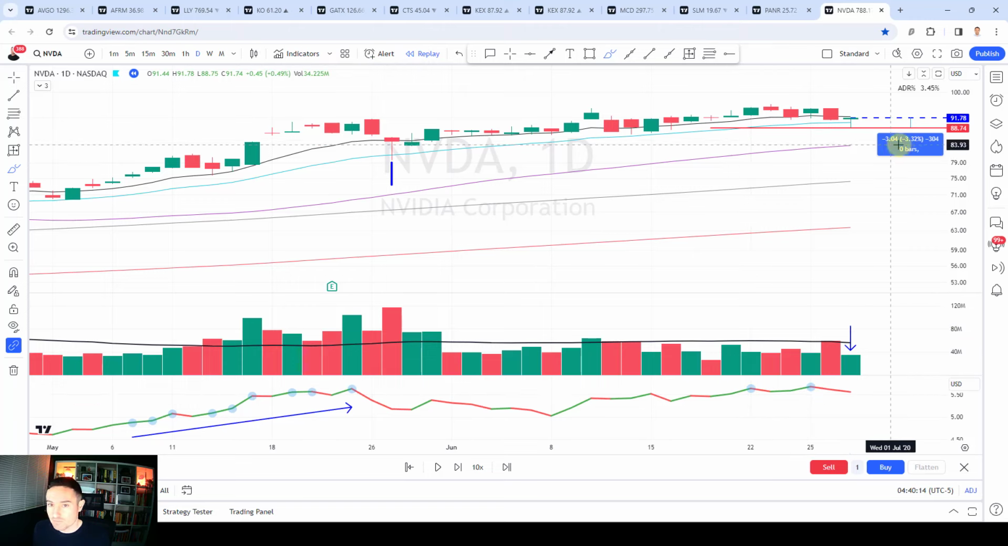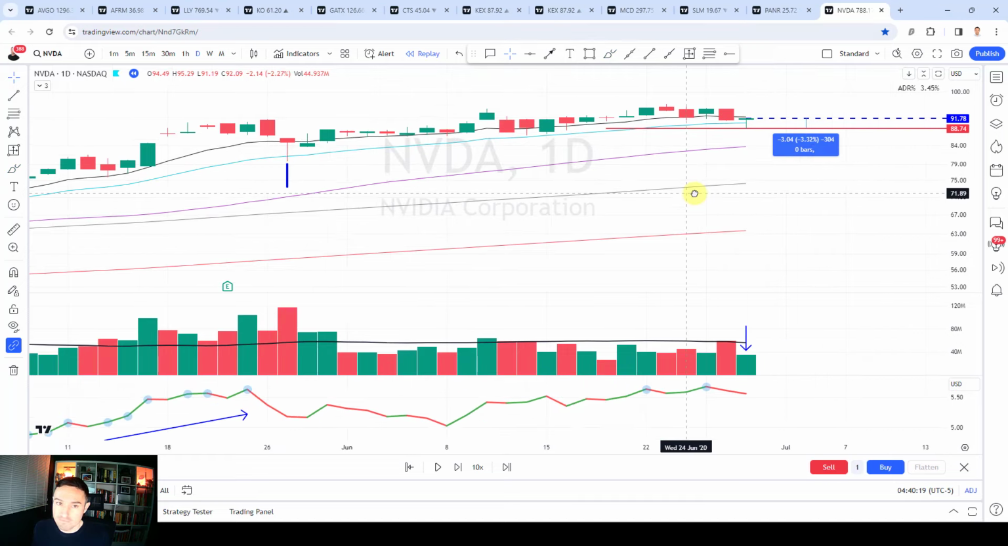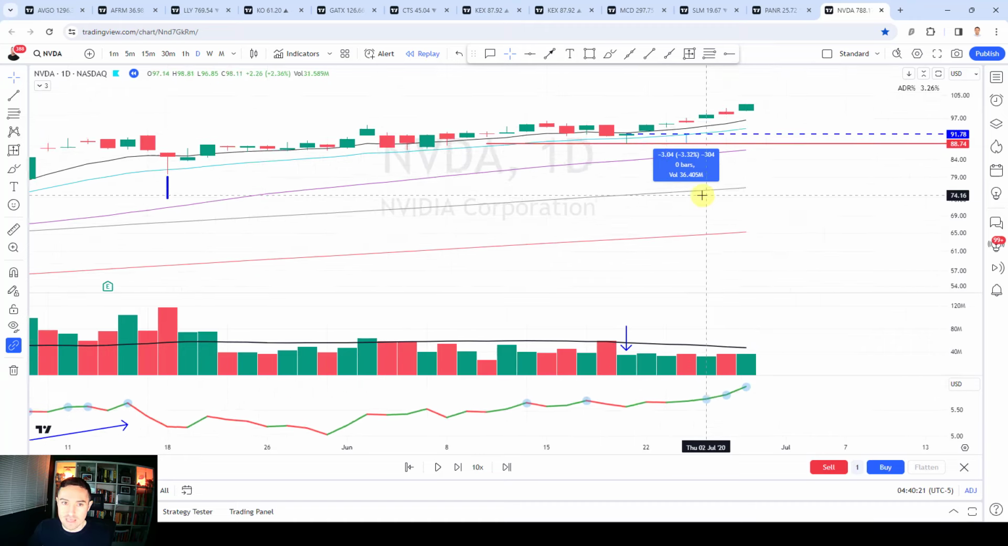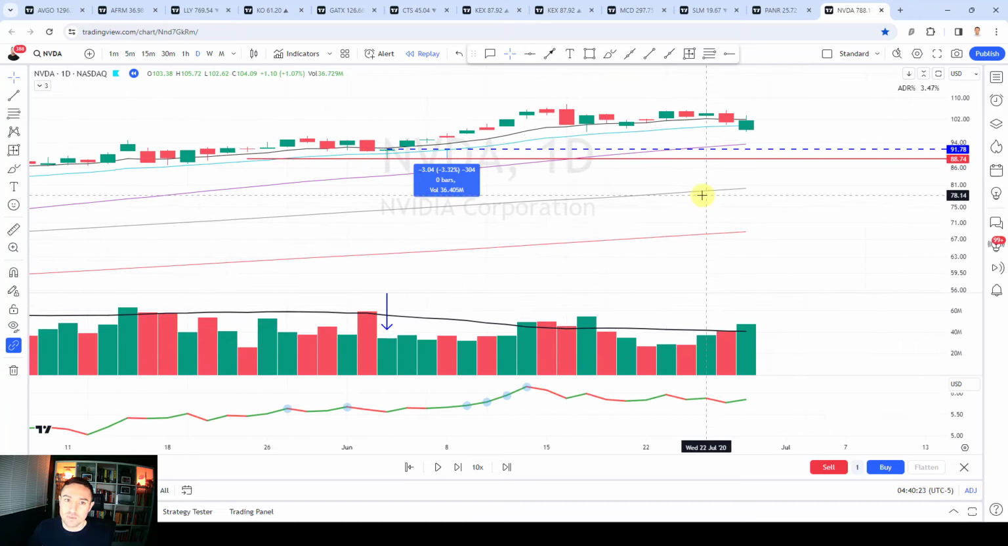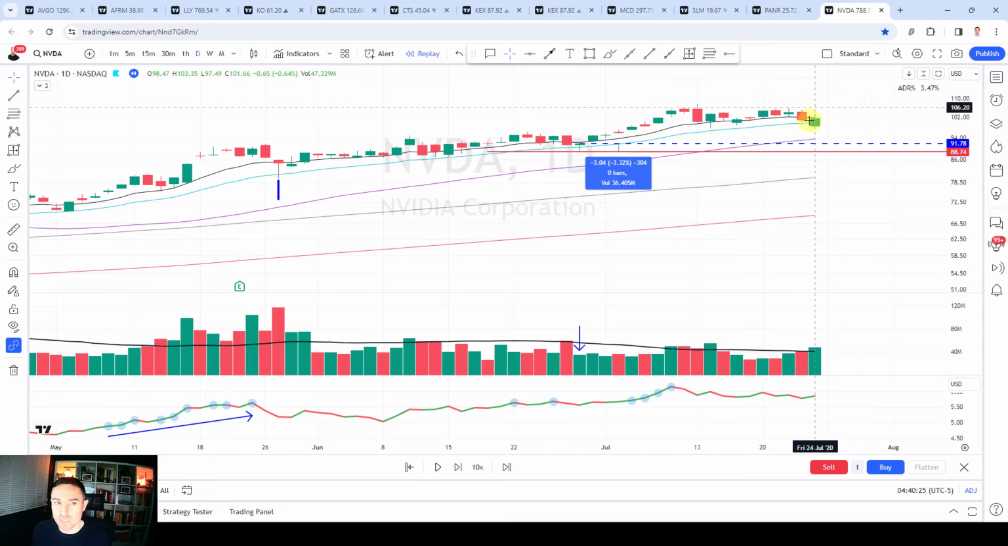Interesting. Initial risk 3.32% off an ADR of 3.45%. Absolutely fine. And then we're trying to optimize the profits. We're using selling rules, we're using selling guidelines. But that there, really nice shakeout demand tail.